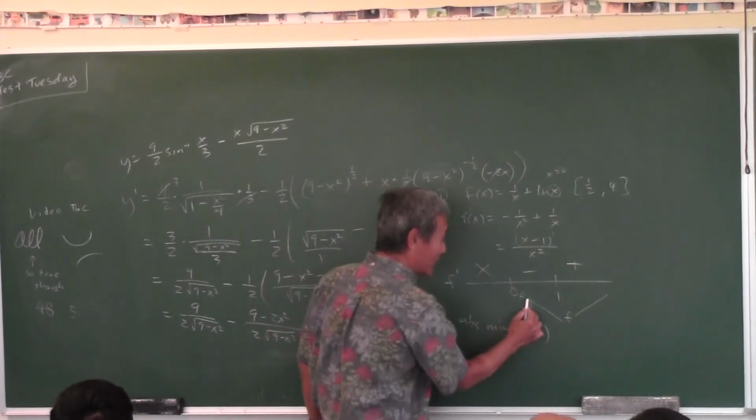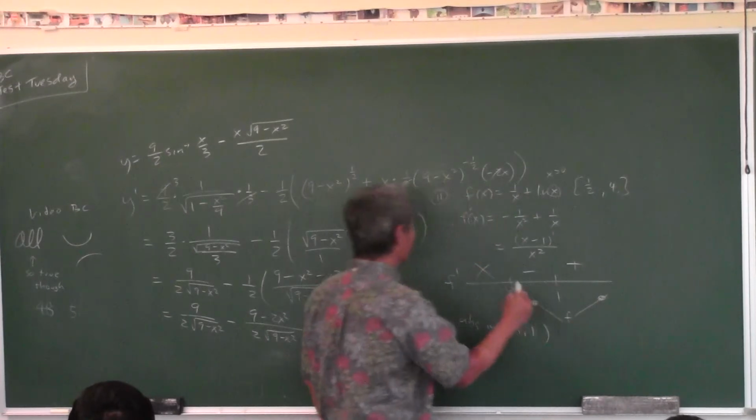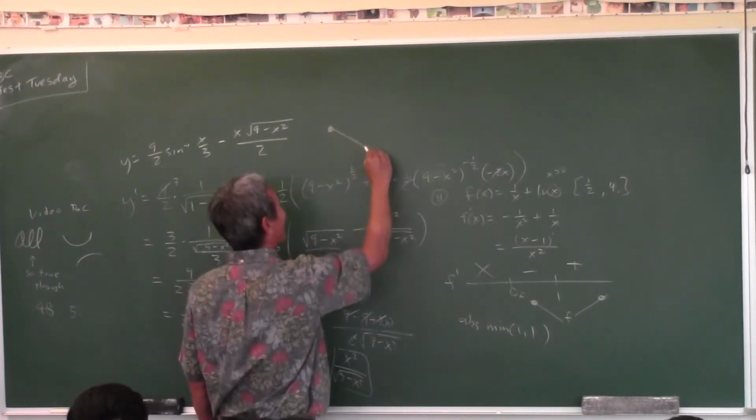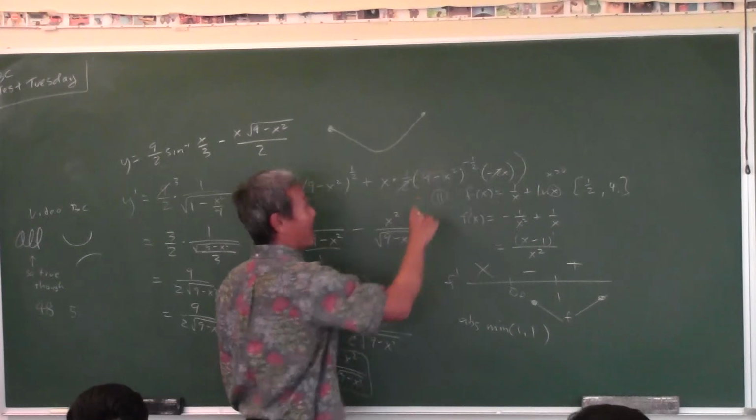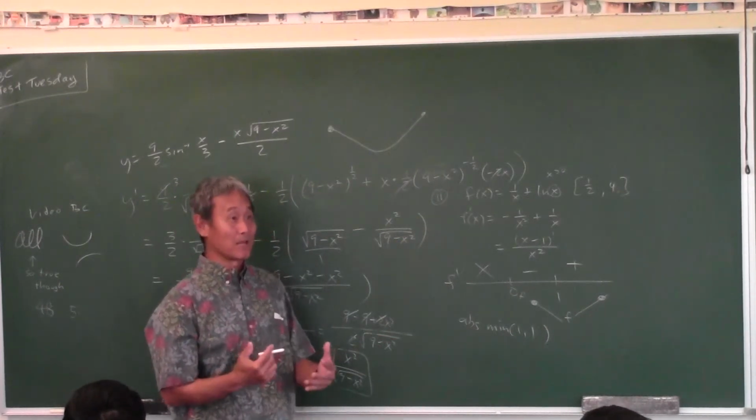If a graph goes down, and remember there are endpoints over here, so it stops over there and it stops over there. So if you have a graph that goes down and then it goes up, and that's all it does, isn't that the lowest point on the entire graph? So it has to be an absolute.